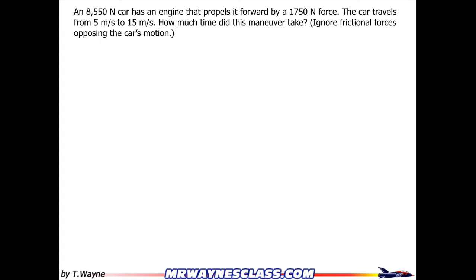Let's start with what we know, and that's listed in our givens. We'll start with the first number, 8,550 newtons. This number describes the car, so it's an adjective describing the car. In other words, it's the weight of the car in this case. The next force is the force that moves the car because it propels it. That's 1,750 newtons. The initial velocity is 5 meters per second, and it travels up to 15 meters per second. And the question is, how much time did all this take?